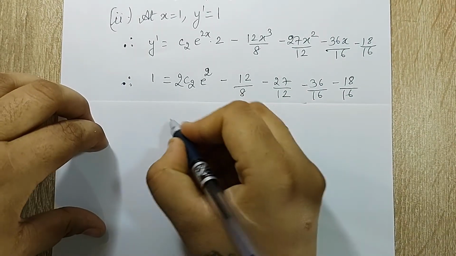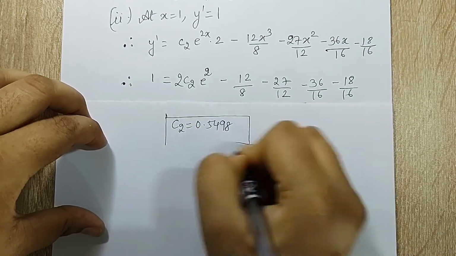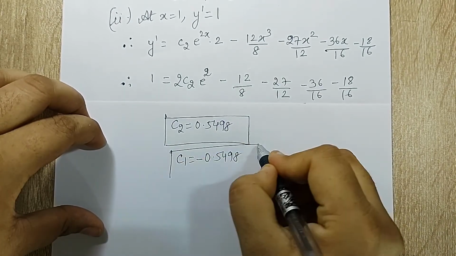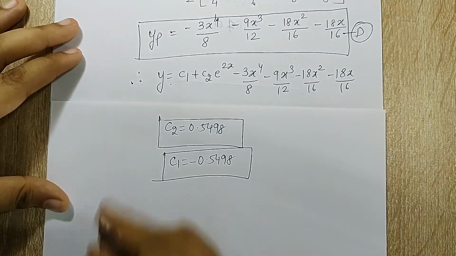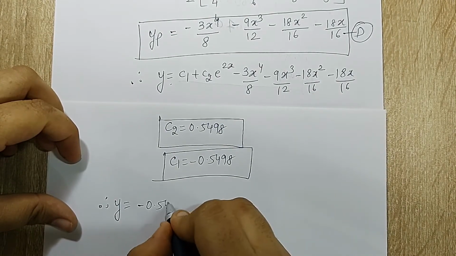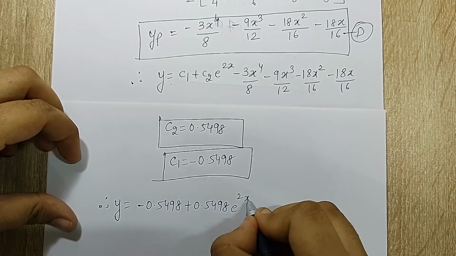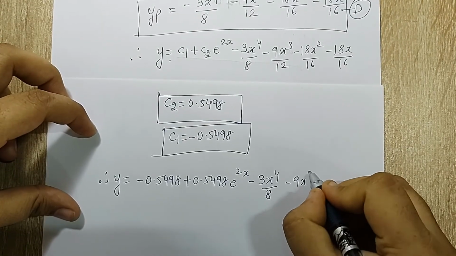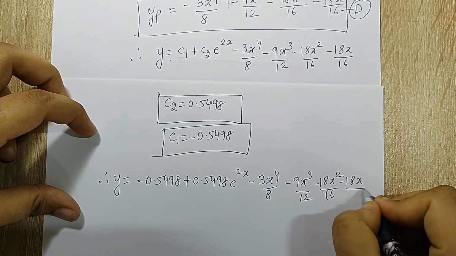When I solve this, I get the value of C2 as 0.5498 and hence I'll get C1 as minus 0.5498. Next I'll substitute these two values in this equation. So I get therefore y is equal to minus 0.5498 plus 0.5498 e raised to 2x minus 3x raised to 4 by 8 and minus 18x by 16.